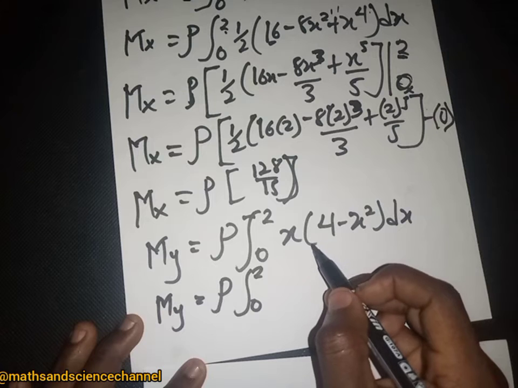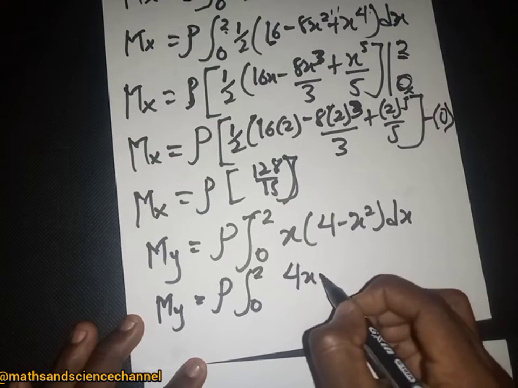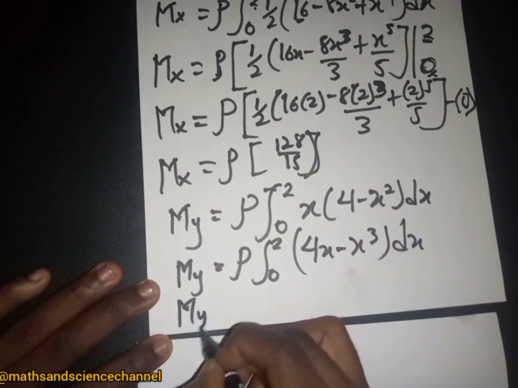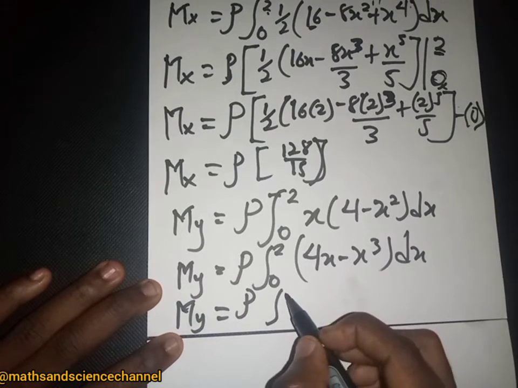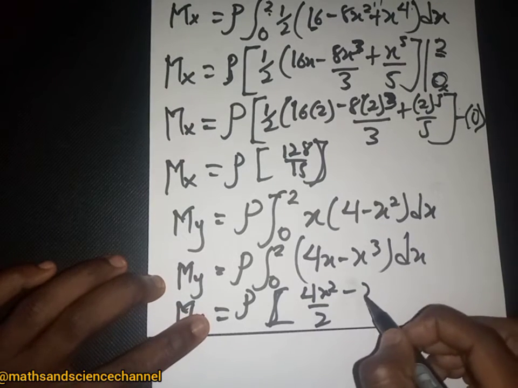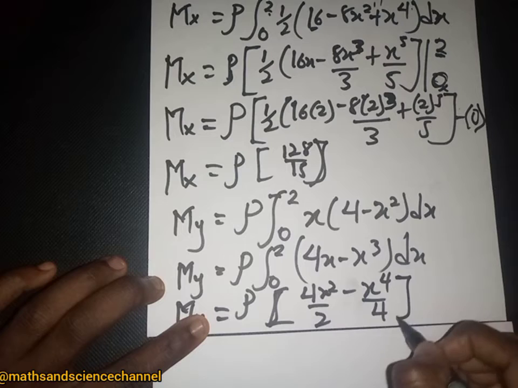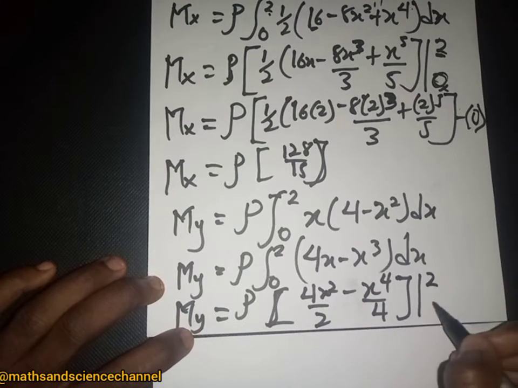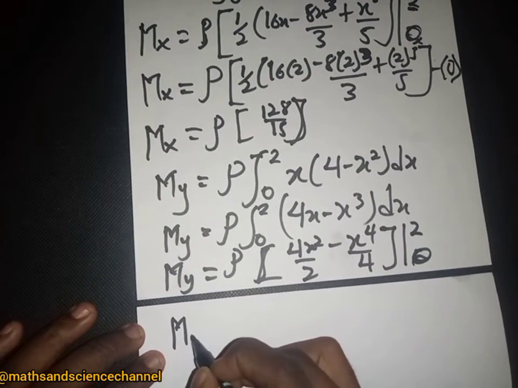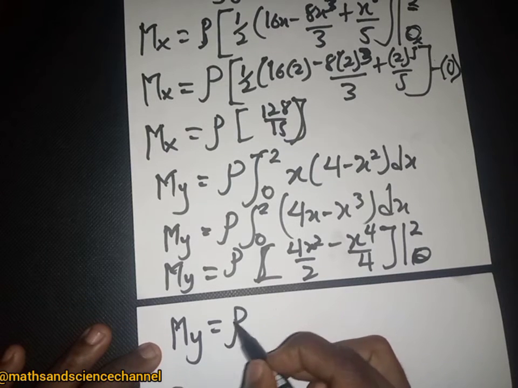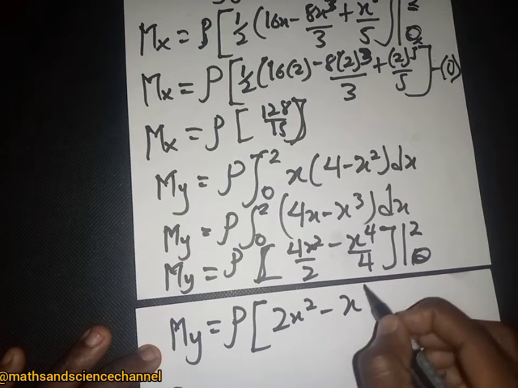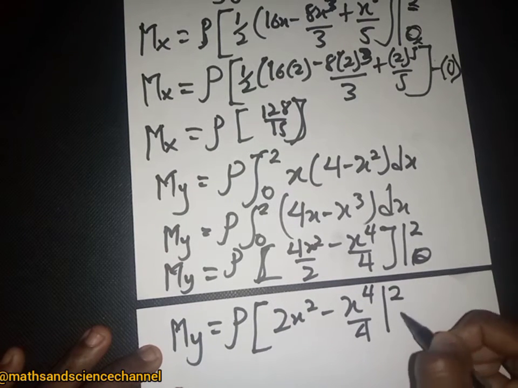Now let's expand that. Expanding this, we just have 4x here minus x cubed dx. Now we can integrate. So then we have the density here. Integrating this, we just have 4x squared here divided by 2 minus x to the power 4 here divided by 4 here. Remember, from 2 and then 0, right? Now from here we have the moment of the particle in the y direction, the density here. Over here we're just going to get 2x squared minus x to the power 4 divided by 4 here, then from 2 to 0.